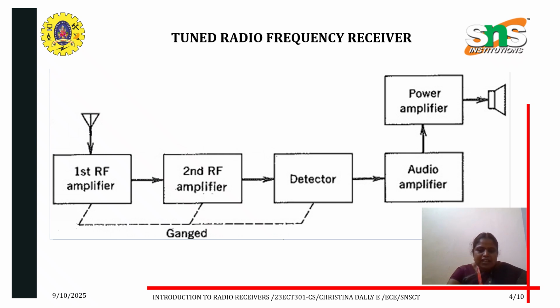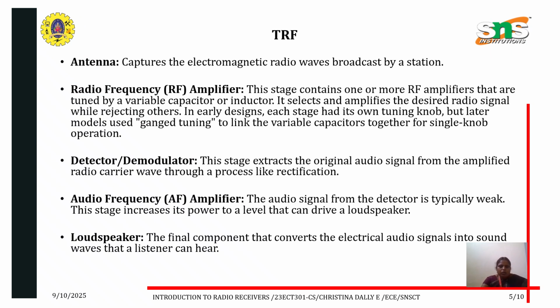What are all the stages involved? That is the tuned frequency. What is the purpose of the TRF? We have the antenna, radio frequency amplifier, detector or demodulator, AF amplifier, and loudspeaker. The antenna captures the radio waves. The RF amplifier is tuned by a variable capacitor and inductor. It selects and amplifies the radio signal and rejects the others. Here we use ganged tuning, linking the variable capacitors.